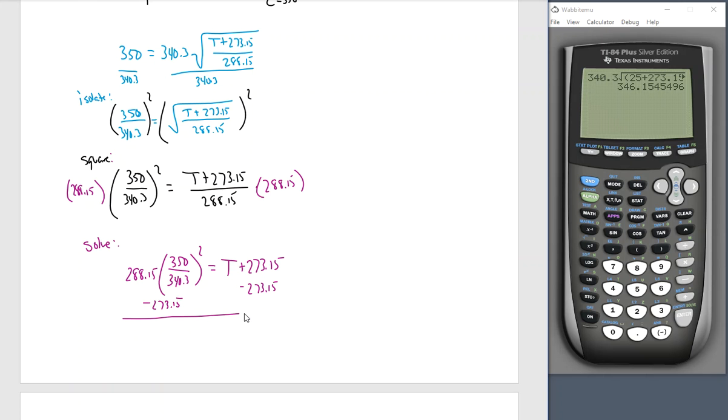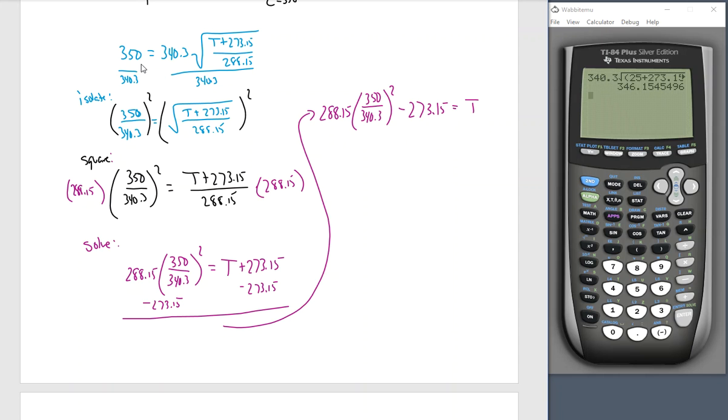And I'm going to take this answer up over here where I'll have a little bit more room. So I'll have 288.15 times 350 divided by 340.3 all squared. And then I'm going to subtract 273.15, and this should give me my T.